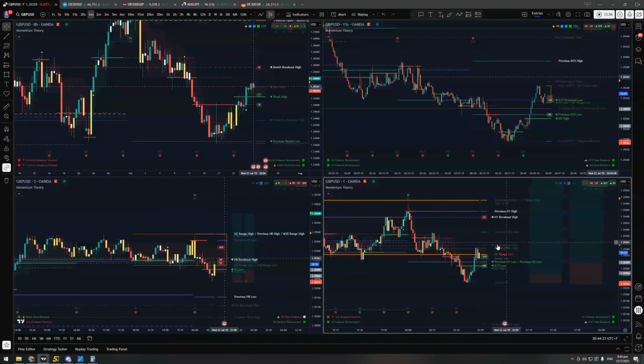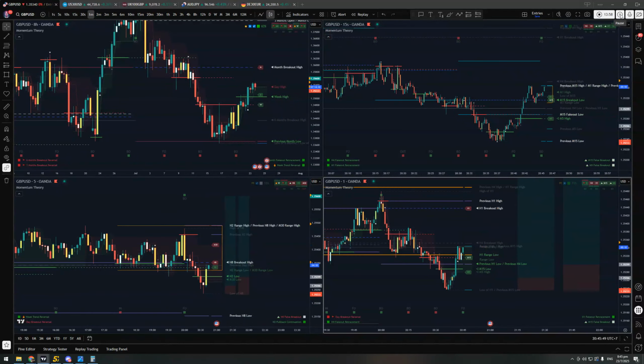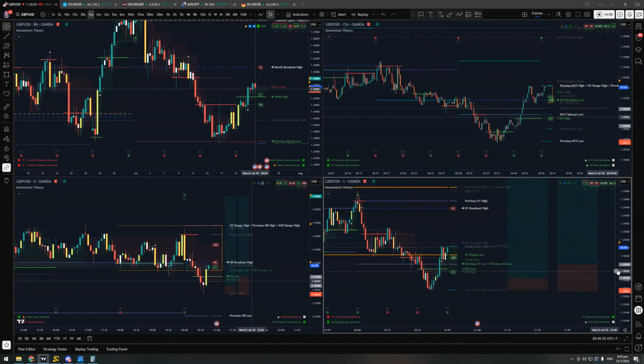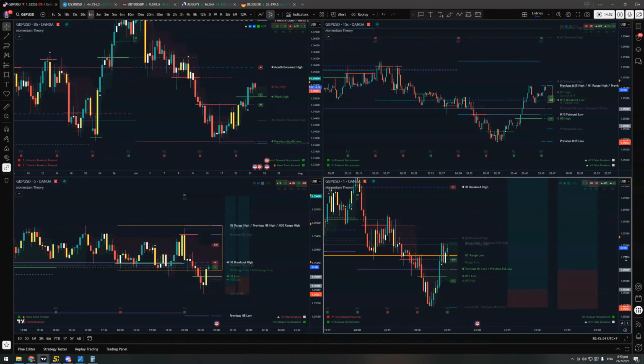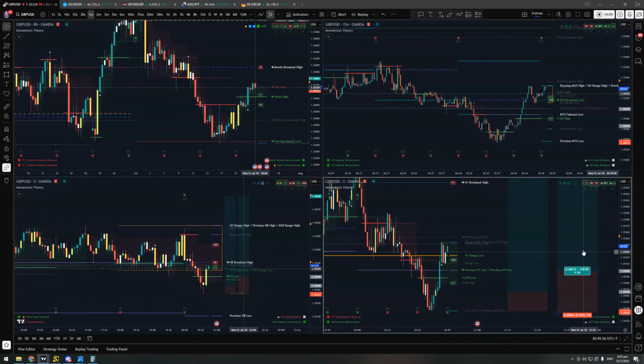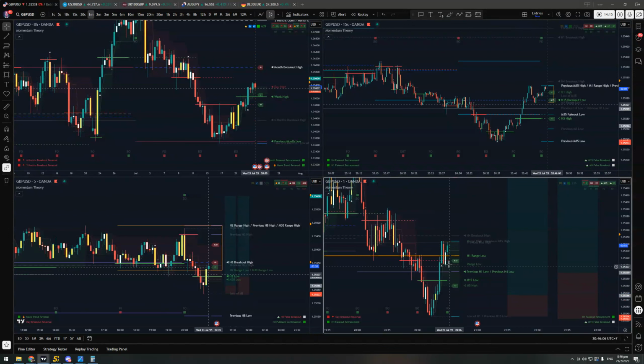Okay, I'll just wait for the entry. Okay, price is starting to push back up. Let's see how this closes. Not yet. Continue pushing up. Came down, faked out low of the range. I expect price to get to the top.